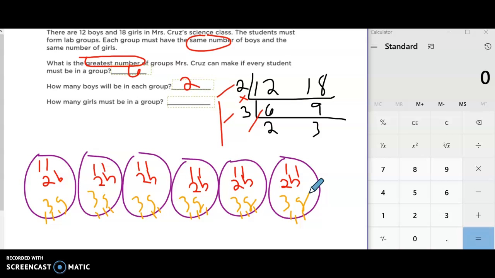Well, did you have to do the tallies? No. You could have just said 18 girls divided by 6 groups gives me 3 girls in each group. Okay, let's do another problem.